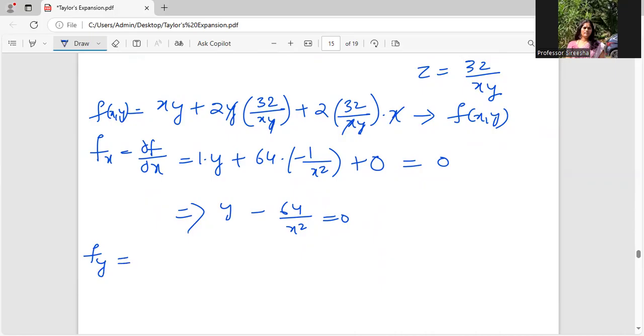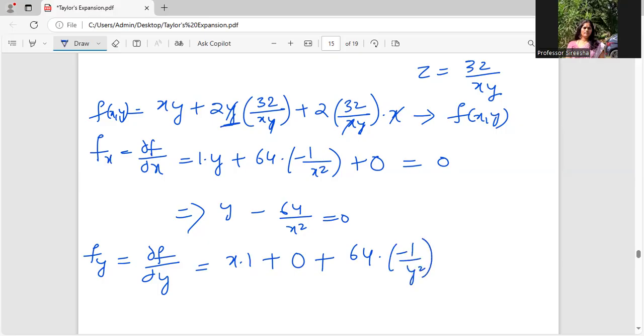Now I'll also find fy. That would be dou f by dou y. In xy, x is treated as a constant, and the y derivative is 1. Then 2 is a constant, 32 is a constant, and x is also a constant. So this term's derivative with respect to y would be a constant. Now 2 into 32 is 64 into 1 by y, whose derivative would be minus 1 by y squared.